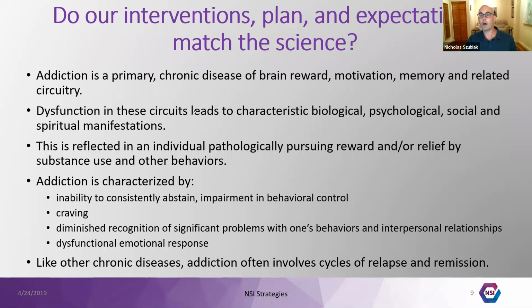There we go. So what we know is addiction is a primary chronic disease of brain reward, motivation, memory, and related circuitry. So what we're talking about in this first part is the hijacking. This is where our patients, people with substance use disorders, get shifted. And the dysfunction of these circuits leads to the characteristic biological, psychological, social, and spiritual manifestations. So we know that it impacts these areas, and it's reflected in an individual pathologically pursuing reward and/or relief.